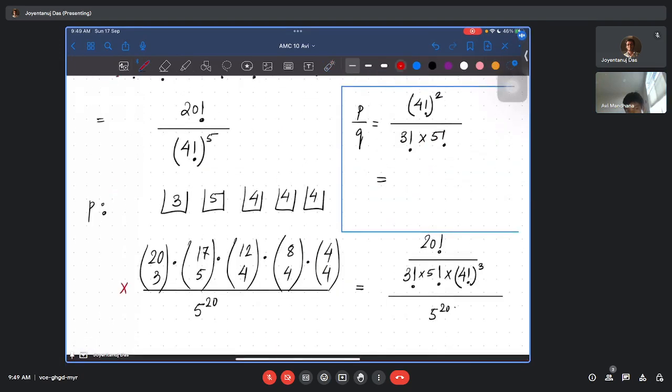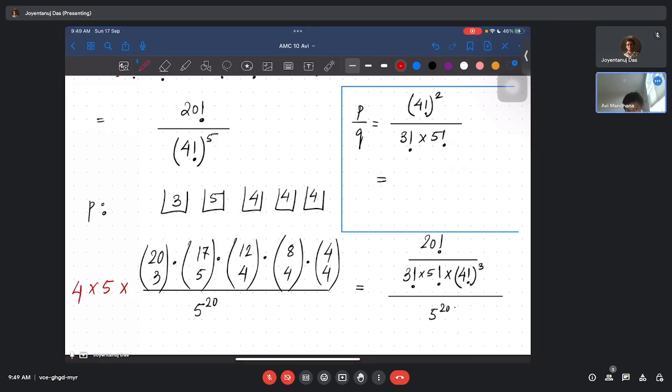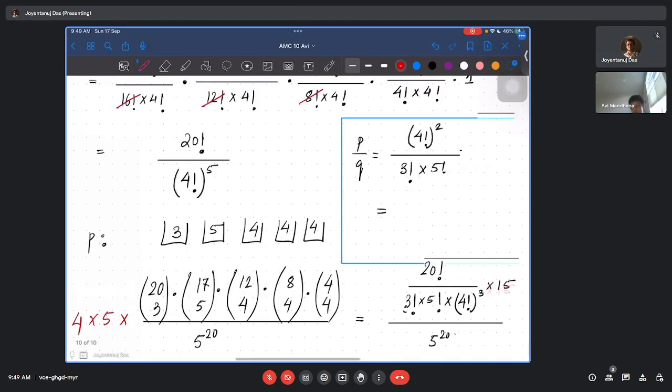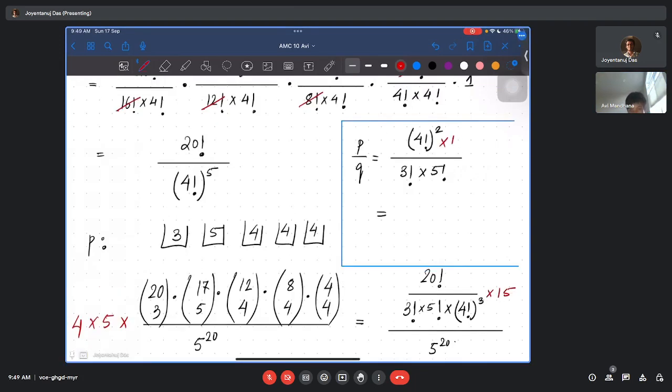So this will be times five, and similarly the second option will have four more options, right? The remaining things are fixed once I have chosen which one gets three and which gets five. So one factor of 15 will come. Now I think you can do it.